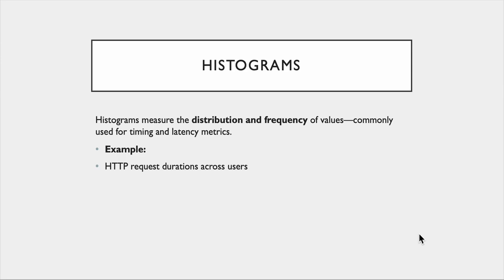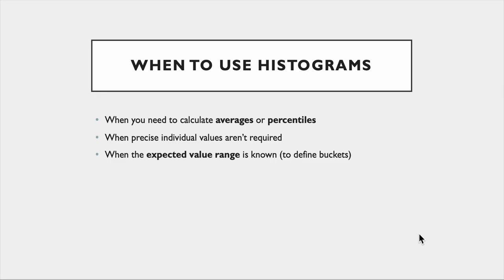So finally, we have the histogram. A histogram captures the distribution and frequency of events, especially time-based measurements. For example, HTTP request durations and latency across user sessions. Histograms are very useful when you want to analyze averages, percentiles, and performance patterns. You don't track each individual value, but group them into buckets for statistical analysis.